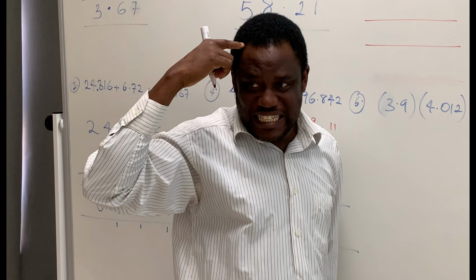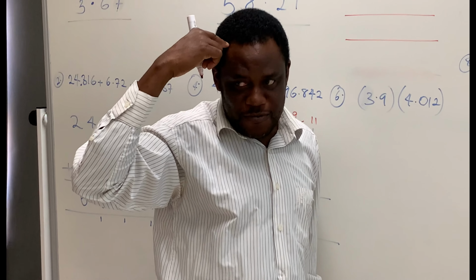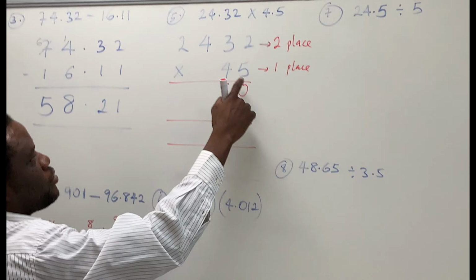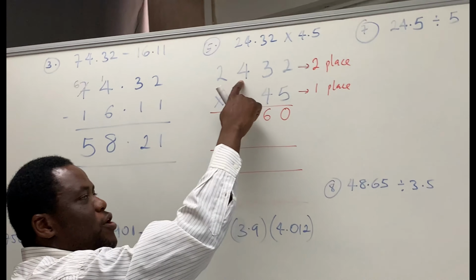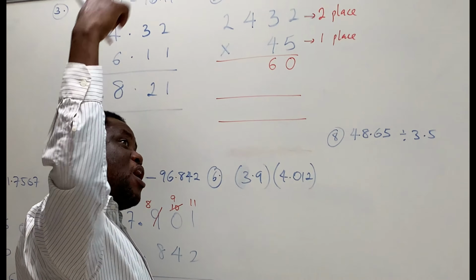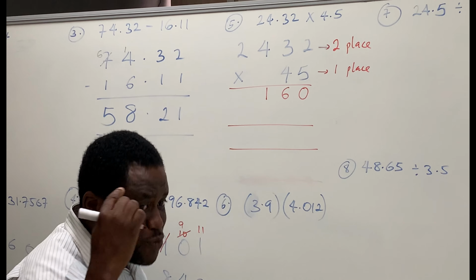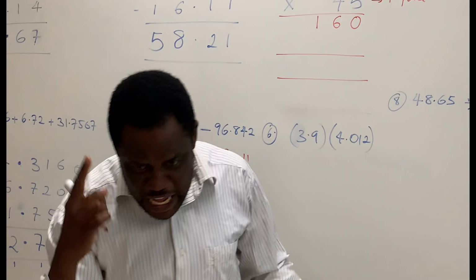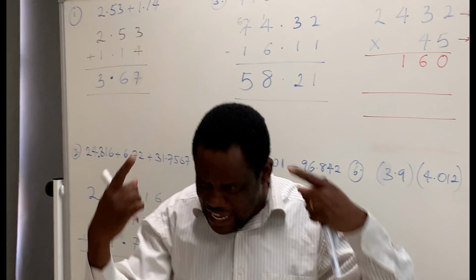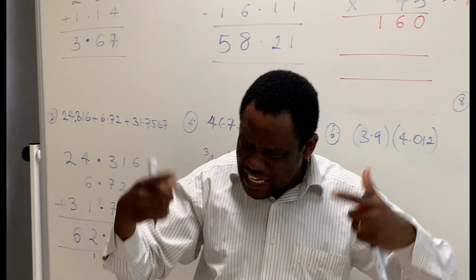Mathematics is for critical thinking. Keep that 1. Don't forget it. 5 times 4 gives us 20. Plus that 1, we have 21. We have 1. We keep 2 now. It's not the 2 that is here. This is mental work. You have to do it like this so that you develop your thinking.